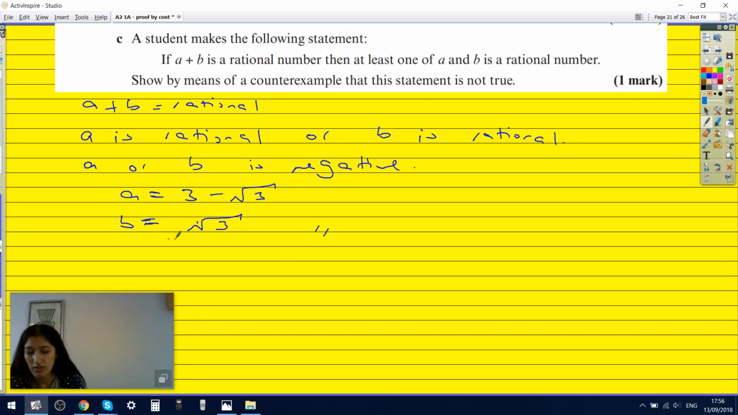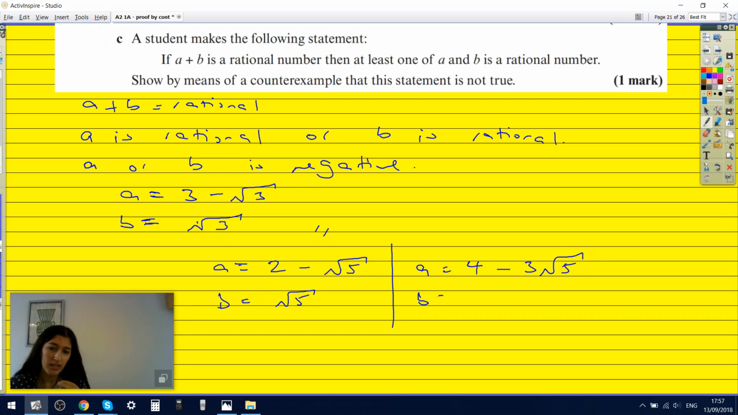So can't you just do root 3 minus...? You could, or you could even do something like A equals 2 minus root 5 and B equals root 5. Or if you wanted to be fancy, you could do A equals 4 minus 3 root 5, and then B is something similar. Basically, one is negative, one is positive. That's the trick. So it ends up rational.